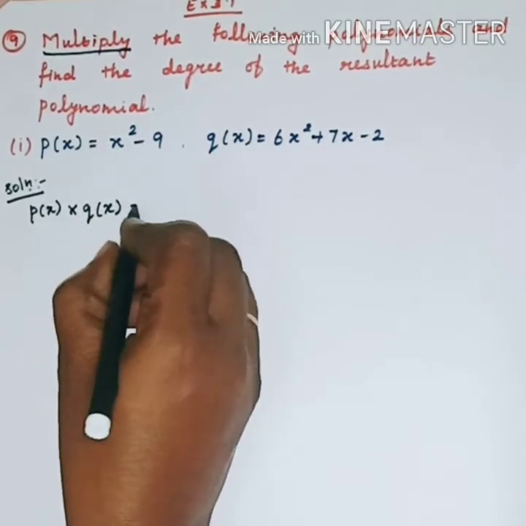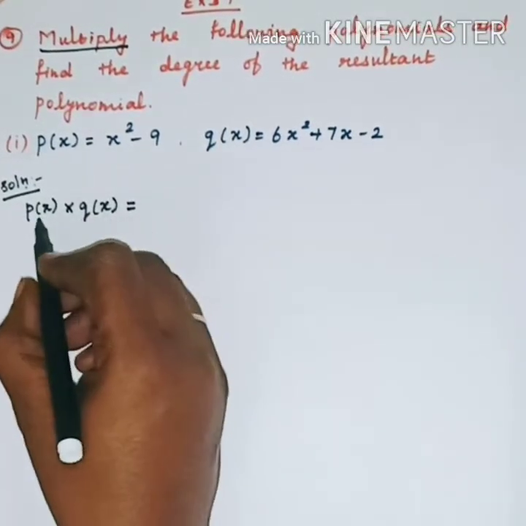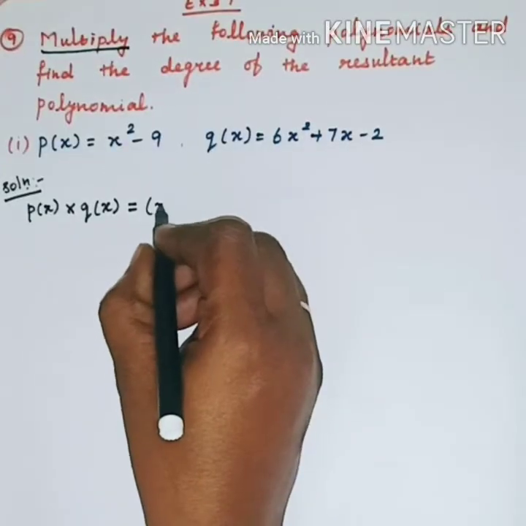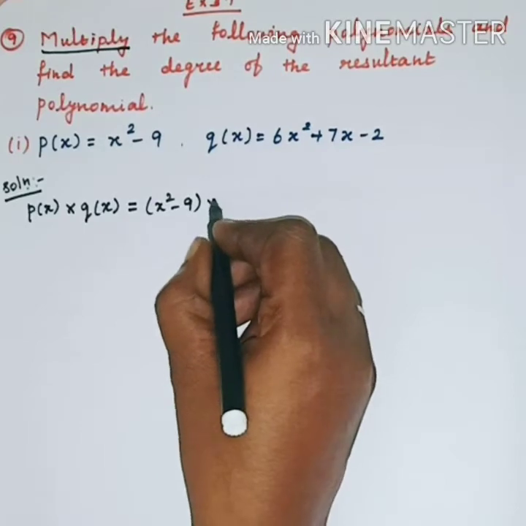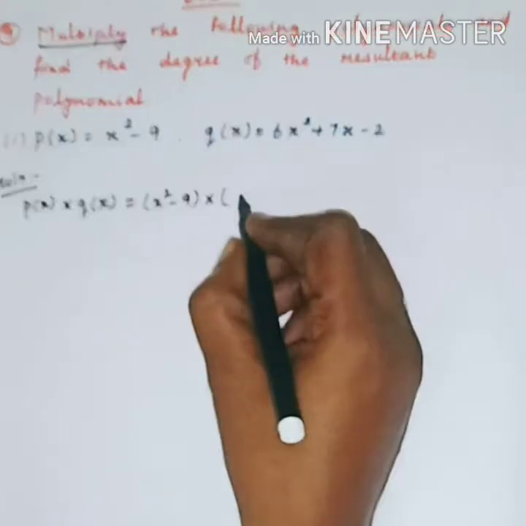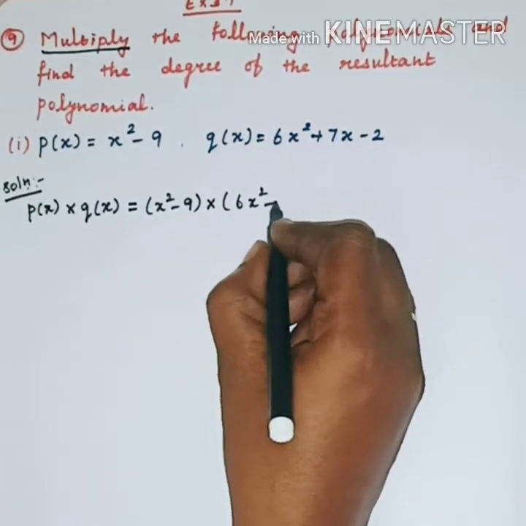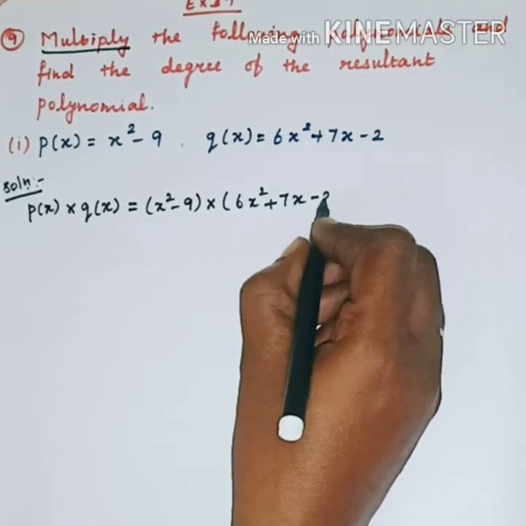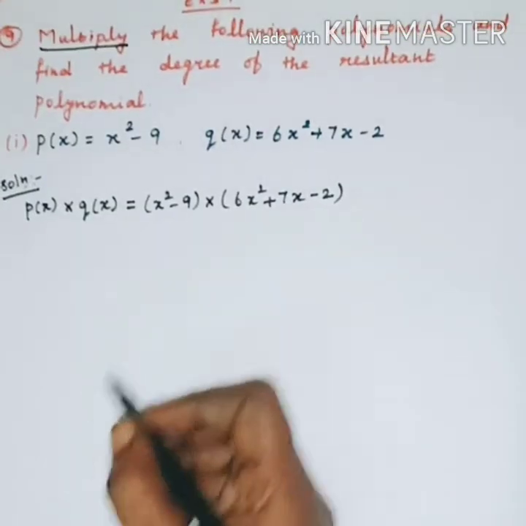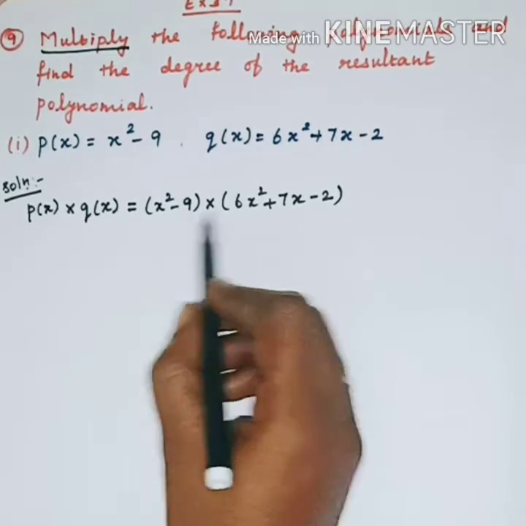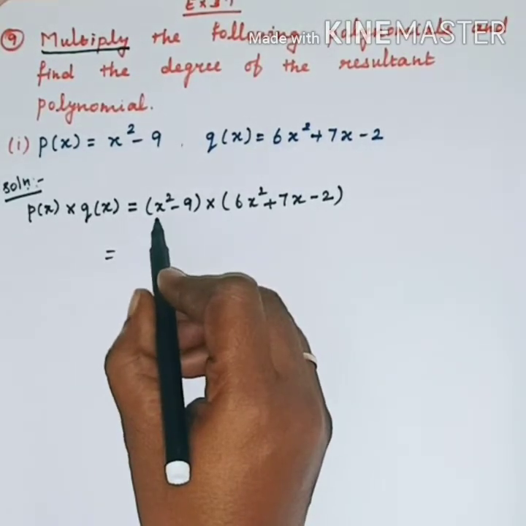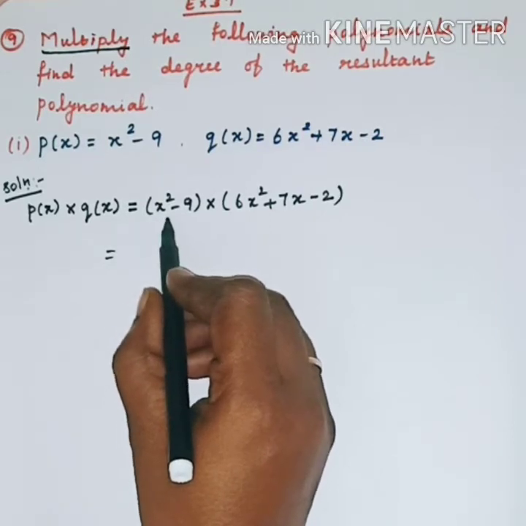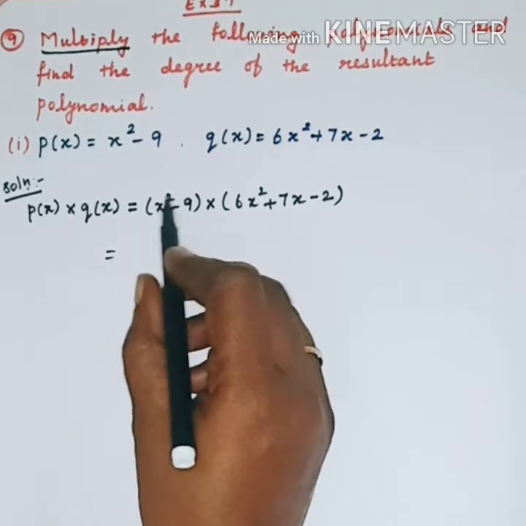P of x into q of x is equal to, first the expression for p of x is x square minus 9, and then put the multiply symbol, and the expression for q of x is 6x square plus 7x minus 2. Okay, so we have to multiply these two expressions. First take the first term of the first expression. So x square is the first term of the first expression.